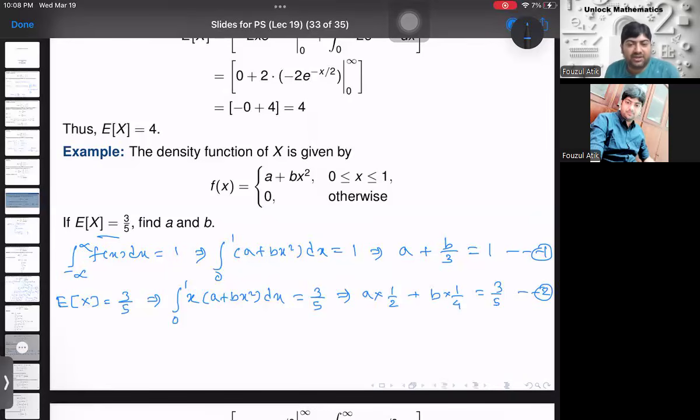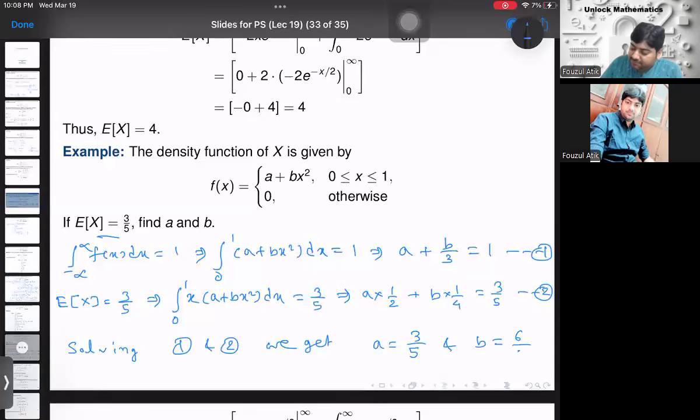So I got two equations. I have two unknowns, a and b. Now if you just solve equation 1 and equation 2, you will get the answer. So solving 1 and 2, we get a is equal to, I am not showing you the calculation, you can do it very easily, a is equal to 3 by 5 and b is equal to 6 by 5.